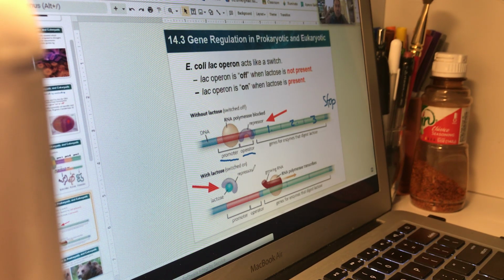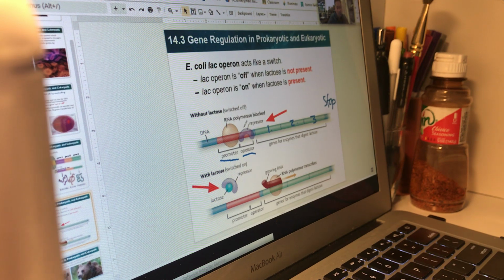Now, why do you need a promoter and operator? Because your enzymes will not know when the genes will start. They know when it ends because of the stop, but they don't know when the gene is going to start, so they need a promoter. The promoter is like, hey, gene is starting, come here, RNA polymerase, come on over. The operator will tell the RNA polymerase whether it gets to carry out transcription or not.